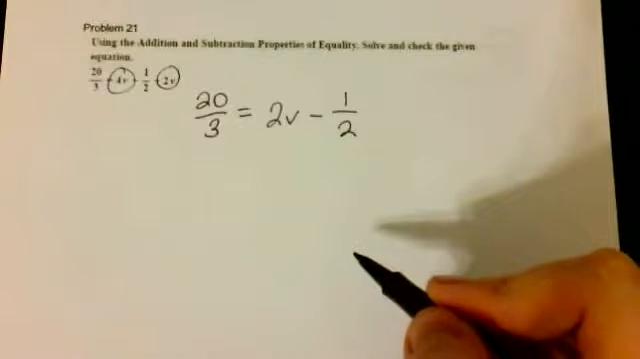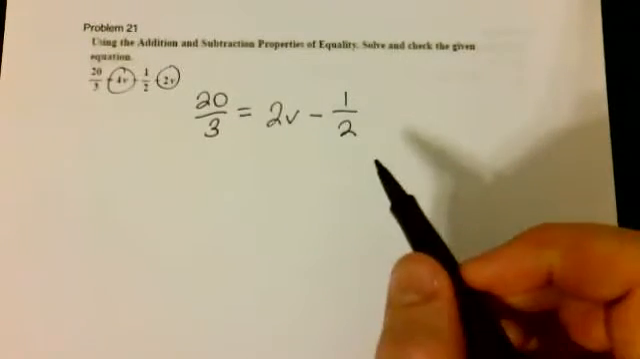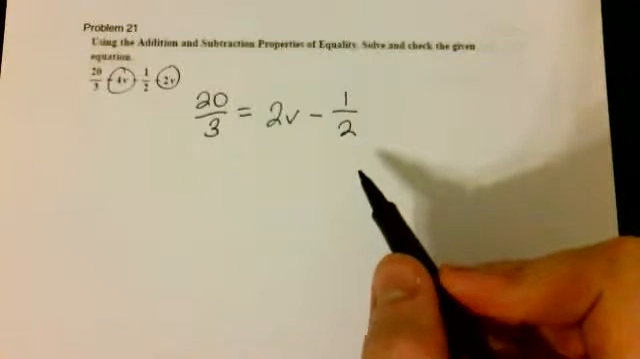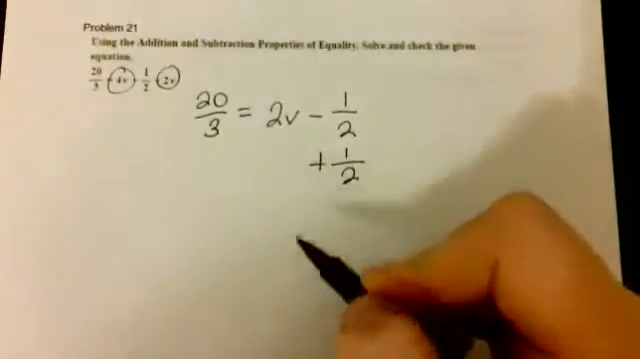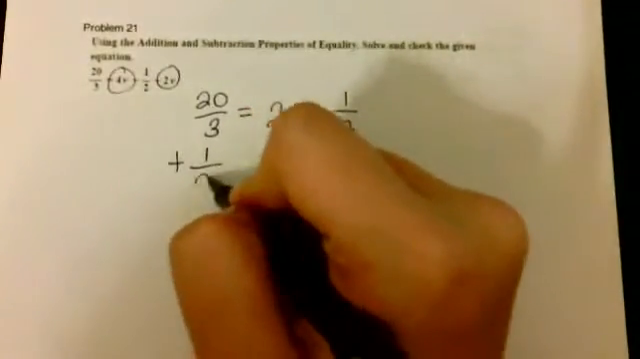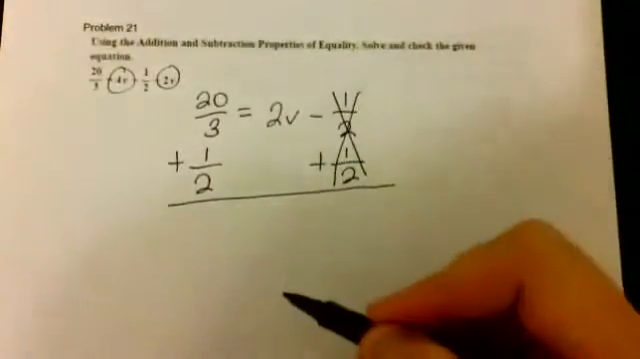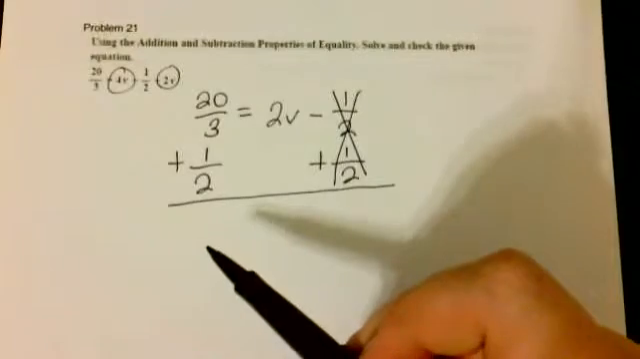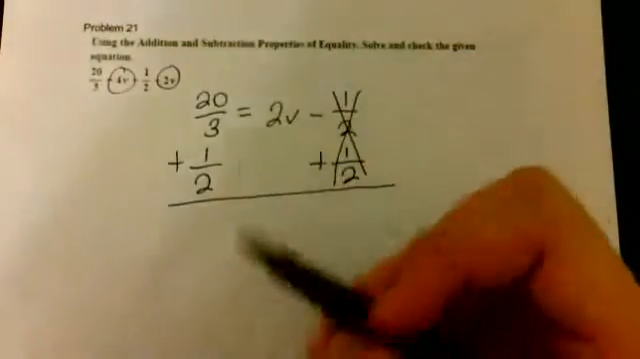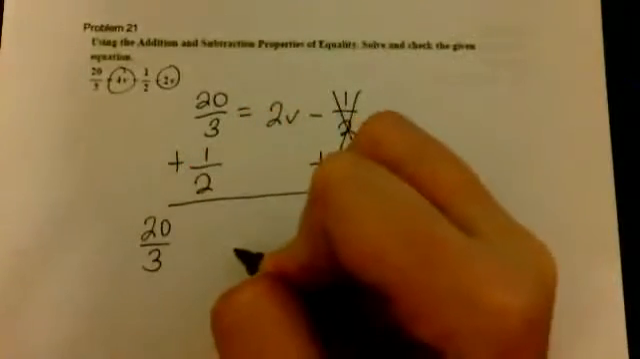Okay, so to isolate the v to solve for v, we're going to need to get it by itself. So we're going to add 1/2 over here and add 1/2 on this side as well. This cancels. And we're going to need to add these fractions here. So to do that, we're going to need to make a common denominator. So we have 20 over 3 and 1/2.